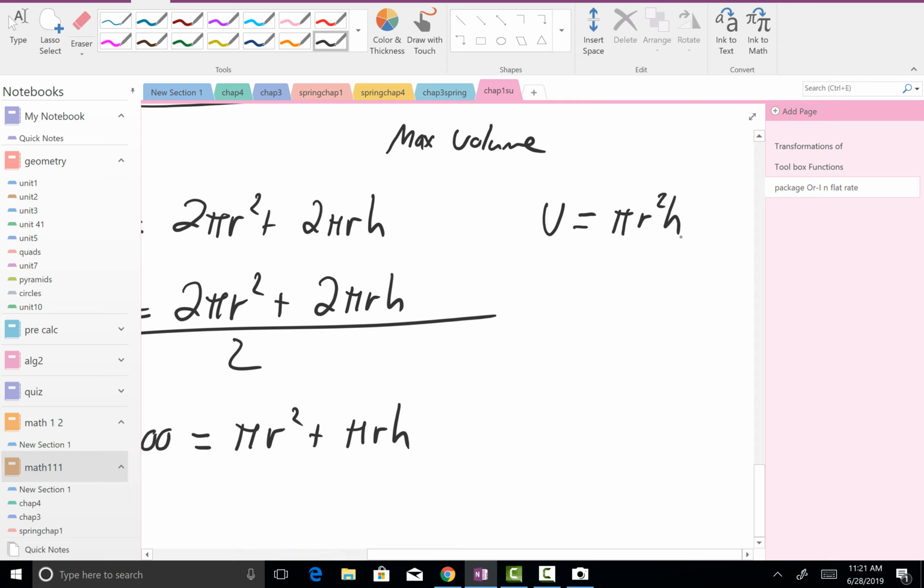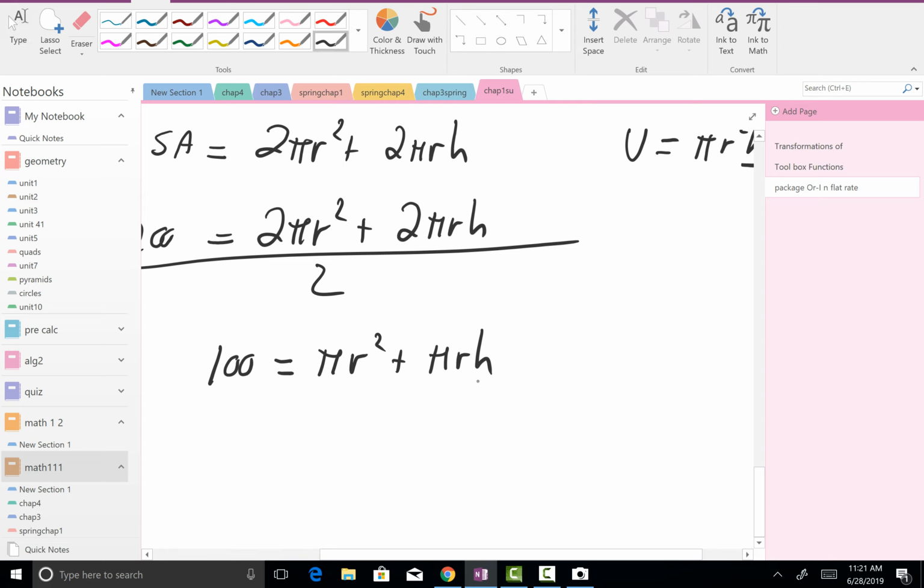Pi r squared h. So I have two variables. So just like I did before, I need to solve one of the variables, get in terms of r, okay? Because r is the radius, and that's what I slid up and down. So what I'm going to do then is figure out what h is. So I have to come over here and figure out what h is in terms of r, right?